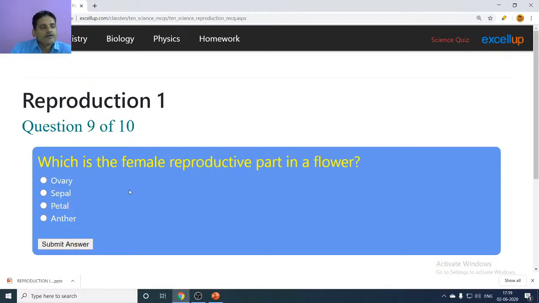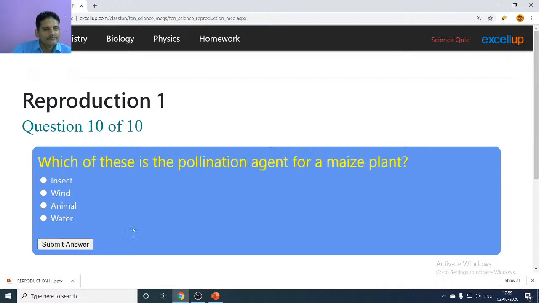Next, which is the female reproductive part in a flower? Female reproductive part. Ovary, sepal, petal, anther. So you have to select the right option. Yes, A is the right answer. The female reproductive part is ovary. Last question.